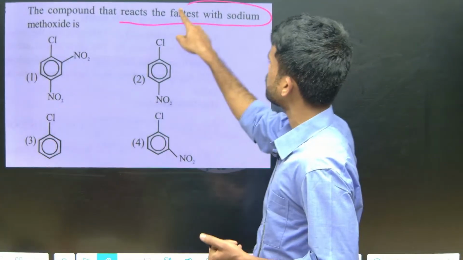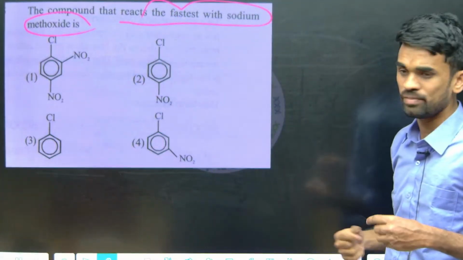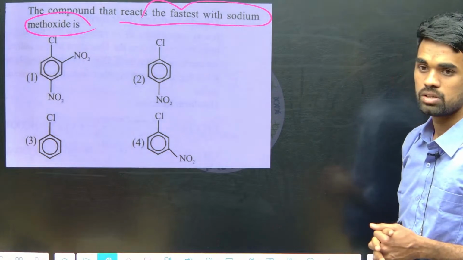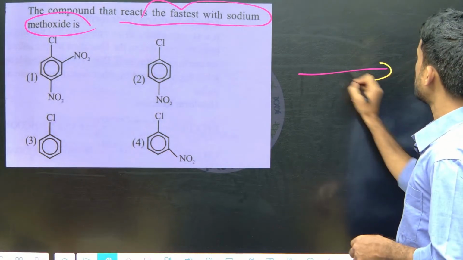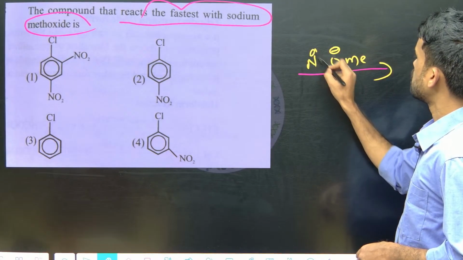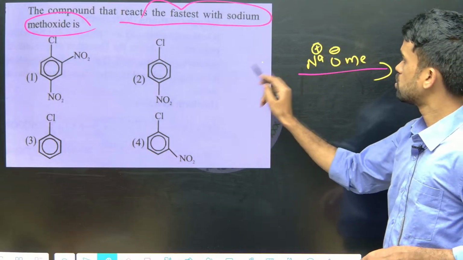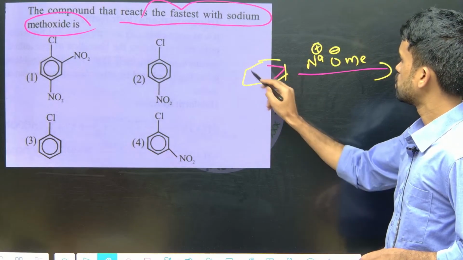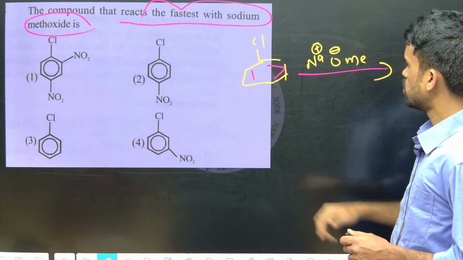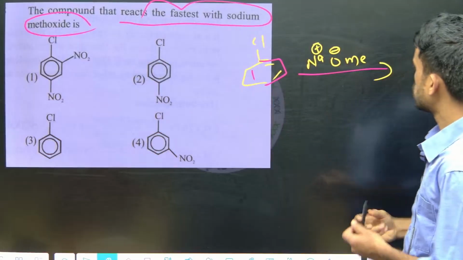Now look here: the compound that reacts fastest with sodium methoxide. Tell me which compound will react readily with sodium methoxide. Sodium methoxide is nothing but a nucleophile here, O minus, Na plus. Like this. And this is a substrate. So tell me now, what happens here? This is a nucleophile now.